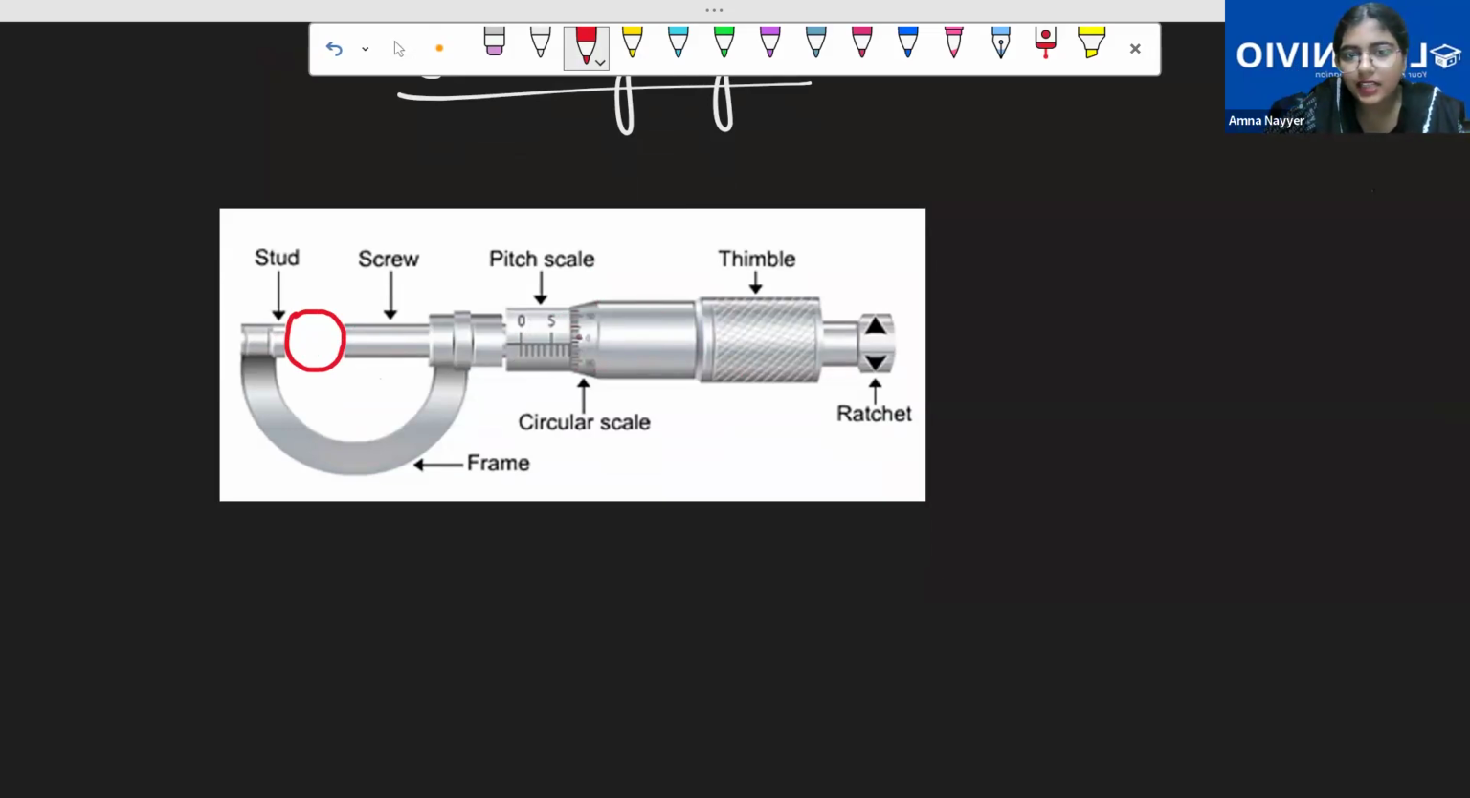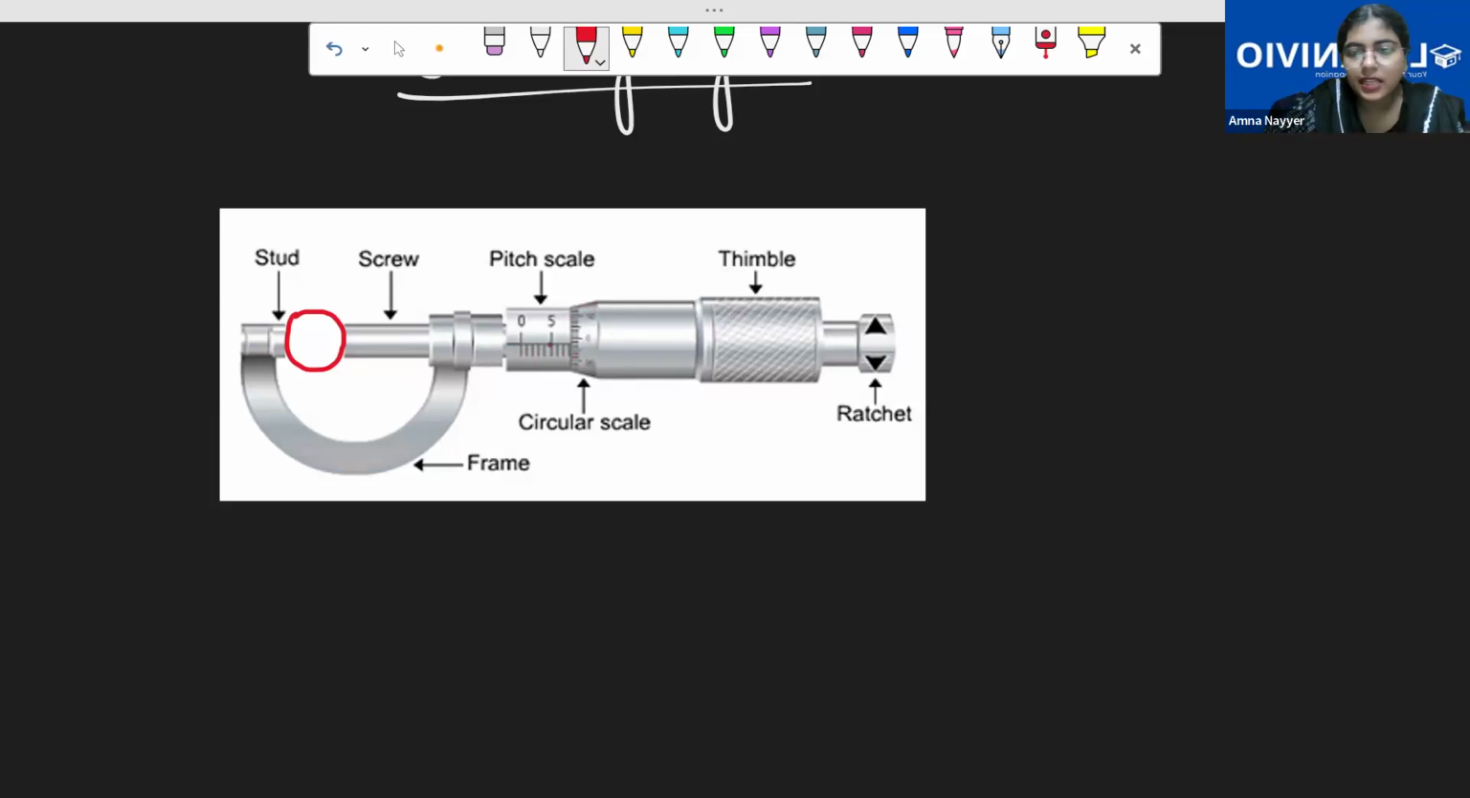So circular divisions are there. You have a circular scale here, and there is the main scale of it, which is called the pitch scale. Also, we call this the main scale. So this is your circular scale, because this is a complete circle when you see it from the top view, while this is the main scale.